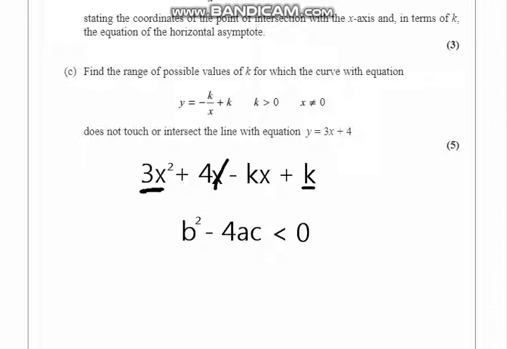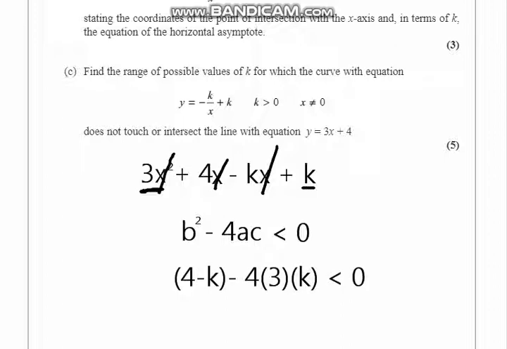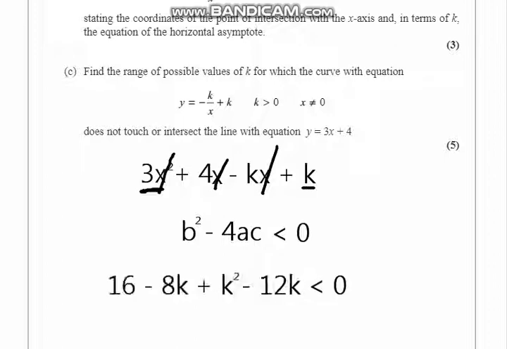We're not dealing with x here, we're only dealing with k, so b will be 4 minus k. Oops, I forgot to square it. That's the square of it, and minus 4 into 3 into k is less than 0. Just simplify it, and when we expand the brackets, we'll get 16 minus 8k plus k squared minus 12k less than 0.